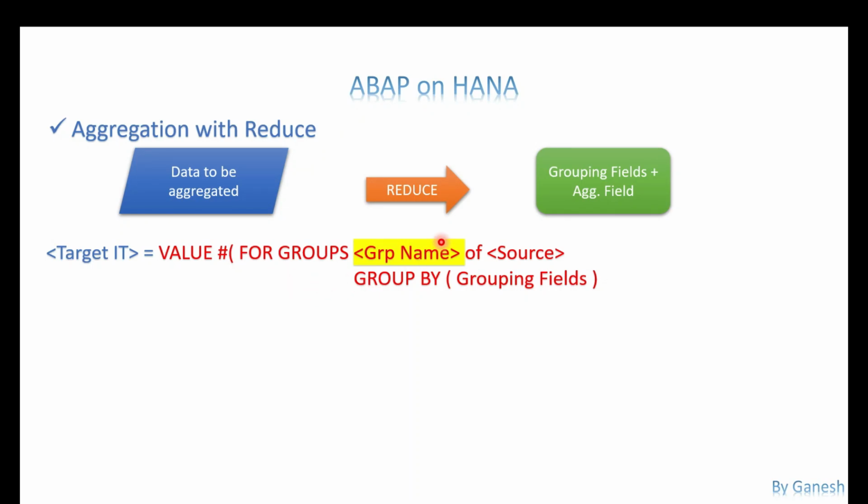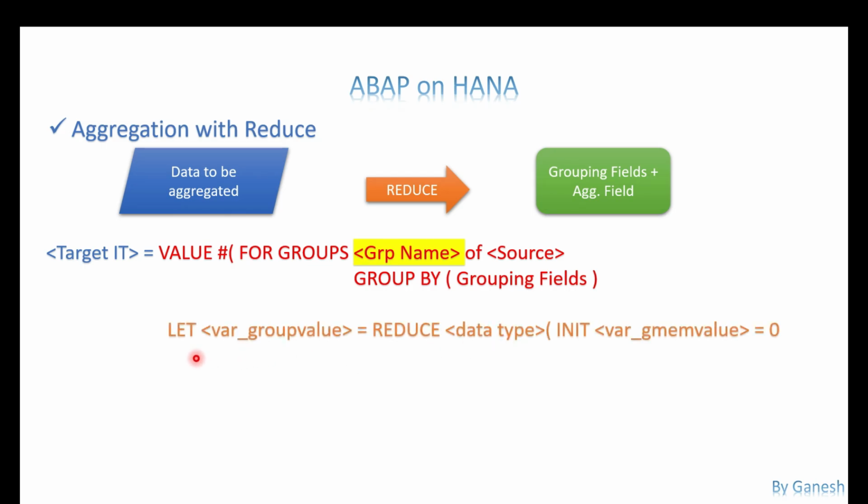For groups, the group name can be any name. It's not Z or Y. It can start with any alphabet of your source internal table. The source internal table is nothing but the actual syntax of work area in body of an internal table. We'll see that once we come to the actual syntax. So here is a group name of your source internal table and group by grouping field. Here you have to list out all the grouping fields. It may be one or multiple. That is the first step. Based on this group, you have to start aggregating the field values.